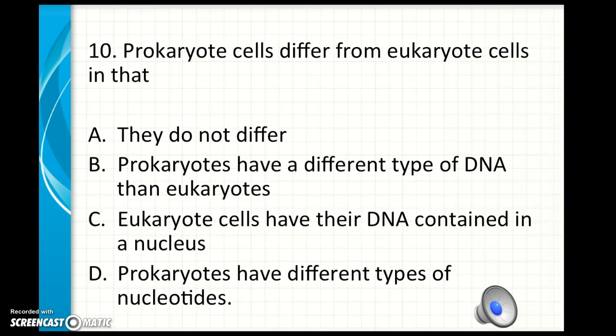Question 10. Prokaryote cells differ from eukaryote cells by A. They do not differ. B. Prokaryotes have a different type of DNA than eukaryotes. C. Eukaryote cells have their DNA contained in a nucleus. D. Prokaryotes have different types of nucleotides.